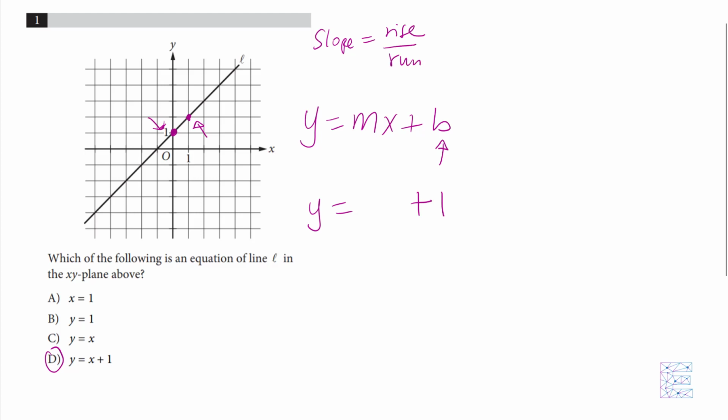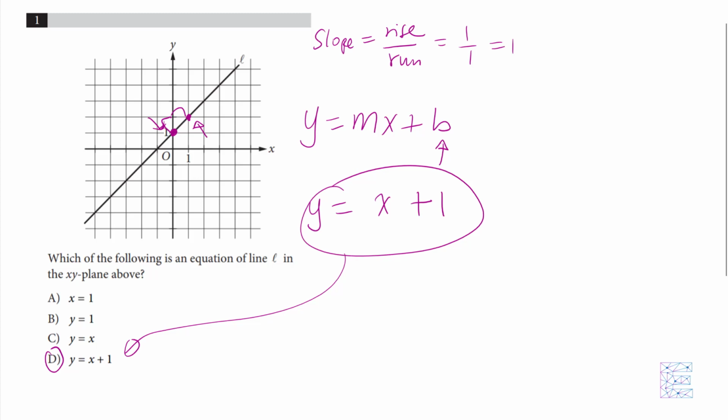So how many places do we rise? We go up 1 place and we run 1 place. So the slope is really 1 over 1, also known as 1. So that would be 1x. But we usually don't show a 1 if it's a coefficient. And that's why the answer is just y equals x plus 1, which we already knew, but just explaining how that works. D is the answer to this question.